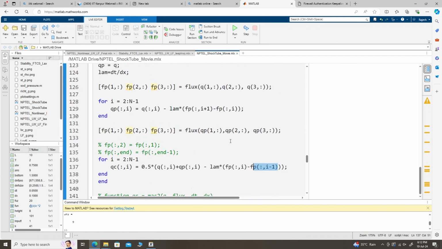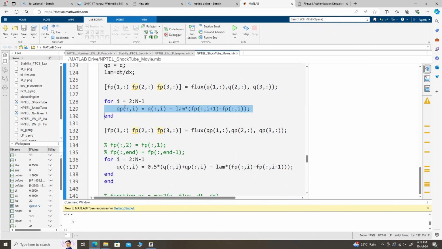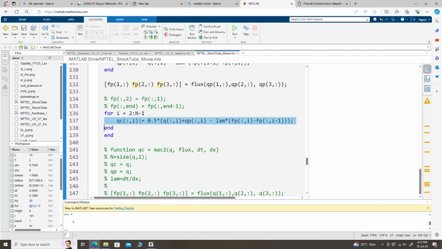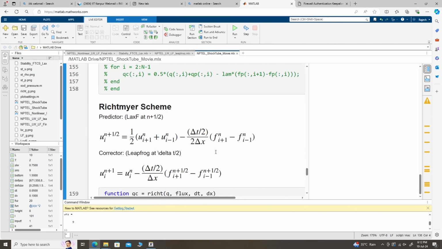To save memory, I have used the fp variable both before the prediction and after the prediction, but you can use f instead of fp here. So, this is the predictor step. This is 129 and this is my corrector step, which is basically half of the summation of q1, qpi, and then lambda into fpi and fpi minus 1. This is the McCormack scheme.